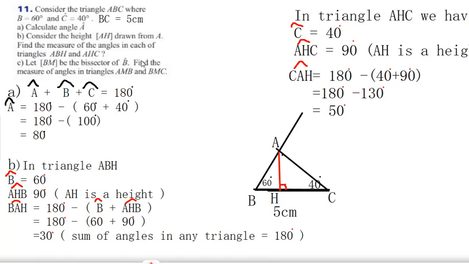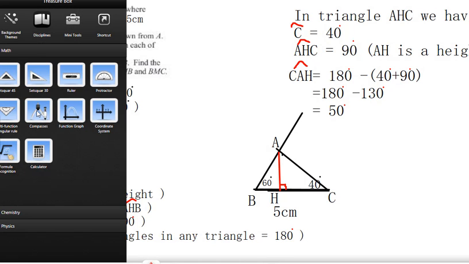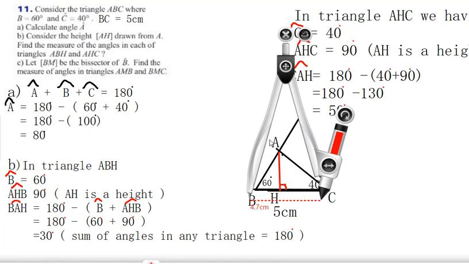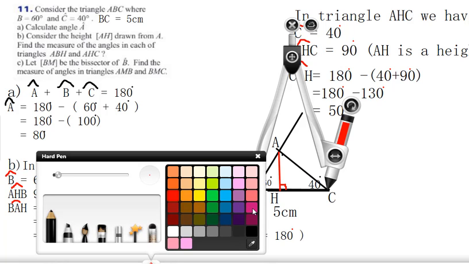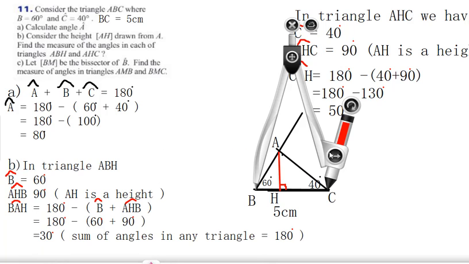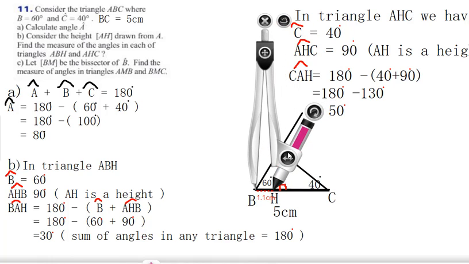Now, this is part B. Now, part C. Let BM be the bisector of angle B and find the measure of angles in the triangles. Okay, I'm going to draw the angular bisector which is at B. How to draw the angular bisector? To draw the angular bisector, we put the needle on B and make an arc.